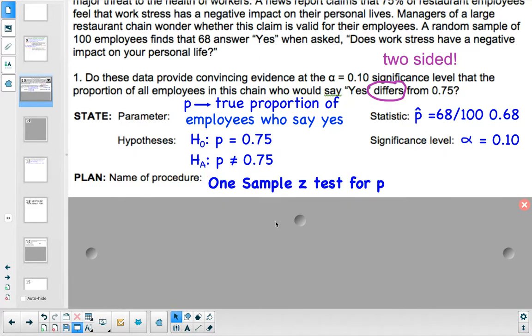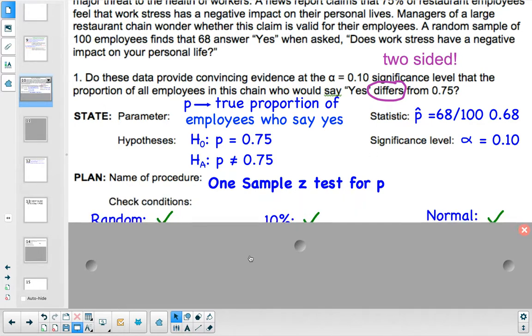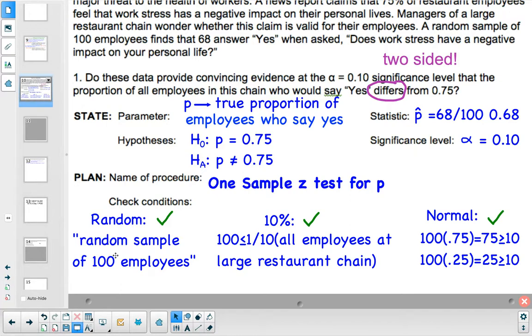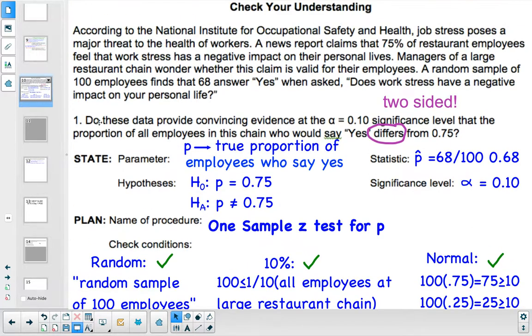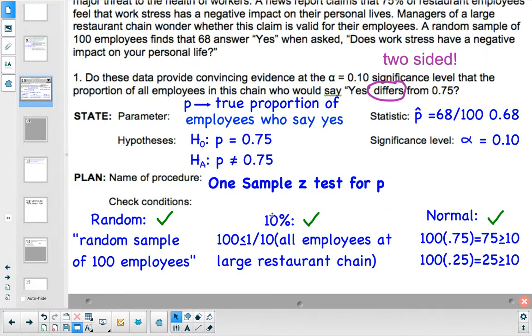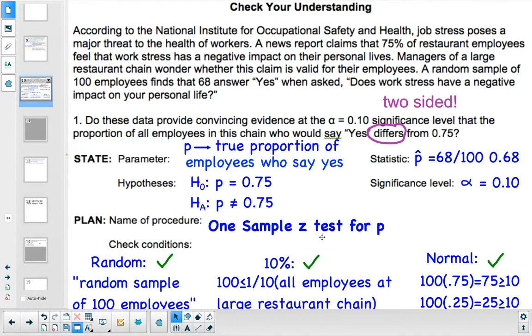Okay, what's the name? This is a one sample. We only have one sample of 100. It's a z-test, doing a significance test for that proportion p. And then you go through and check your conditions. So you need to check the random condition. It was a random sample of 100 employees. That way we can generalize to all of their employees. The 10% condition: we have sufficient independence because we're sampling without replacement. 100 is less than or equal to 1/10 of all employees at that large restaurant chain, or maybe they don't tell us that, but we'll assume that. I mean, it's a restaurant chain, so they have a lot of employees.